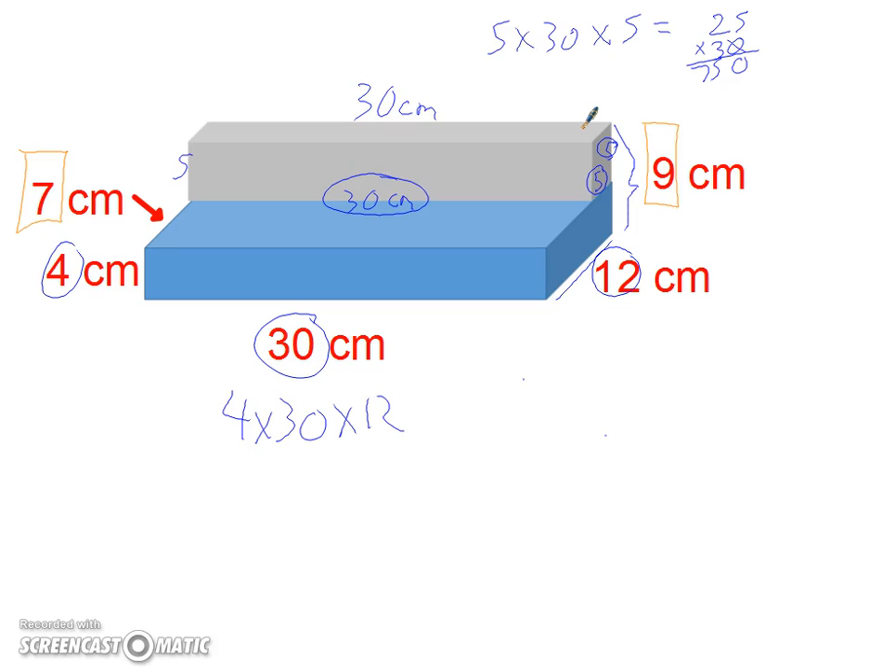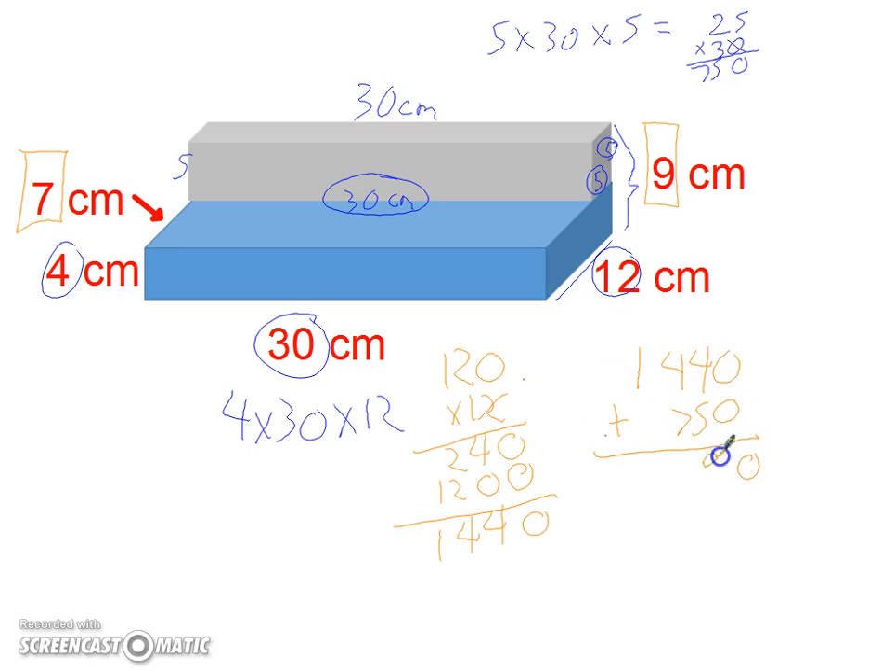All right, let's go to the 4 times 30 times 12. 4 times 30 is 120. I got 120 times 12. 0, 4, 240, Marco Polo. 0, 2, 1. Add them up. So the blue step is 1,440. The gray step is 750. I'm going to add them together, and I'm at 2,190 cubic centimeters.